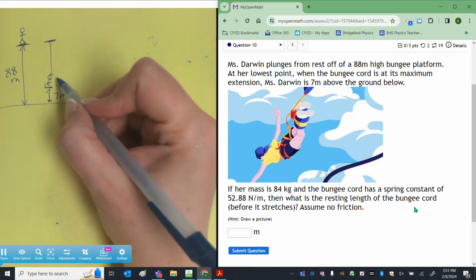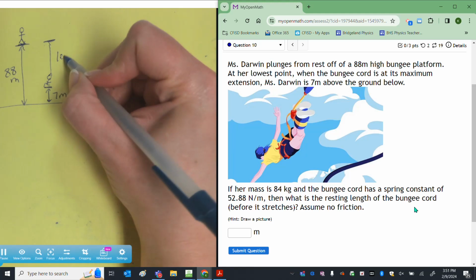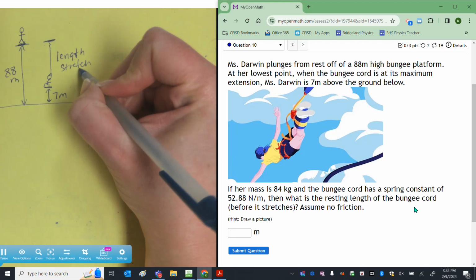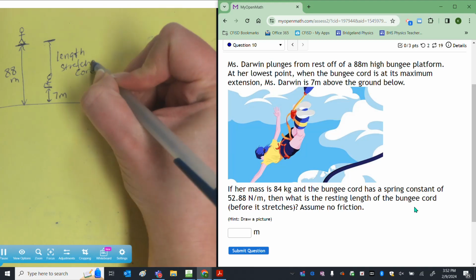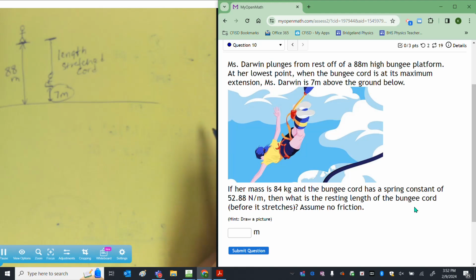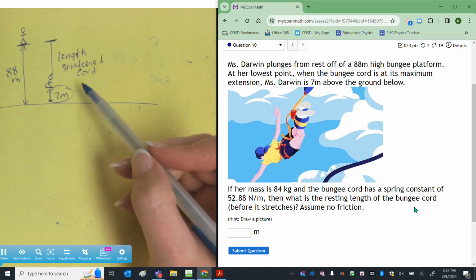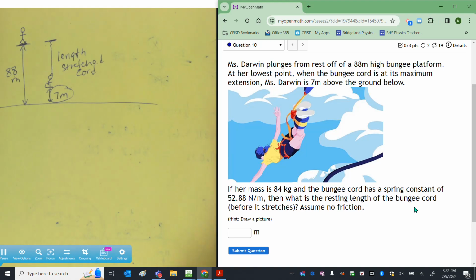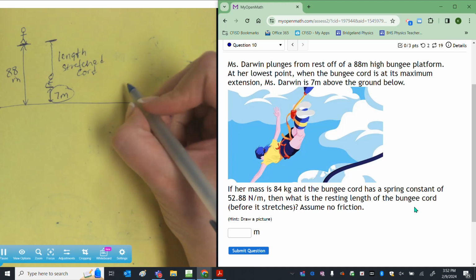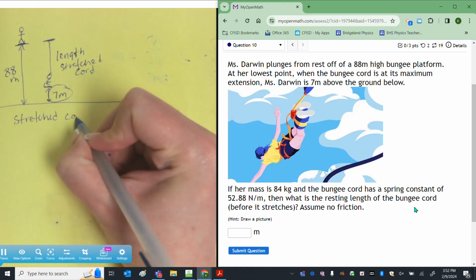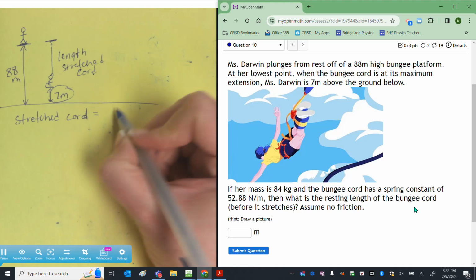The total length of the stretched cord plus the height I have above the ground equals 88. And so if we want to figure out the total length of the stretched cord, it's just going to be 88 minus 7 with the numbers I have, which means that the stretched cord has a length of 81 meters.